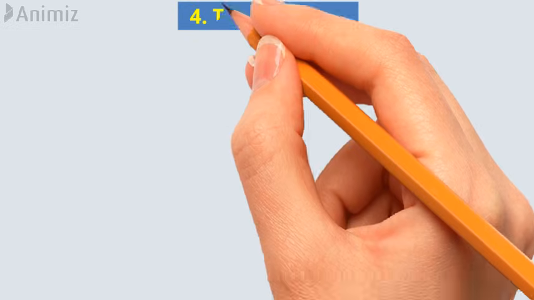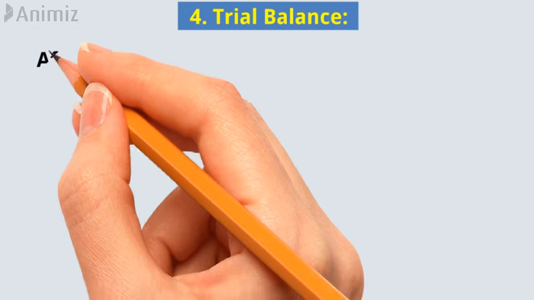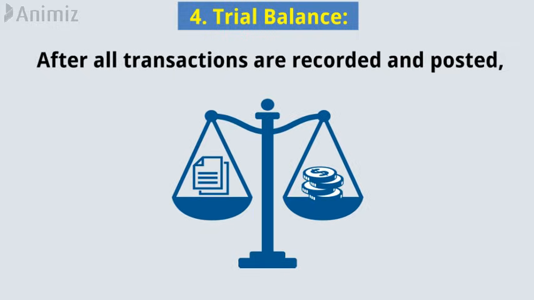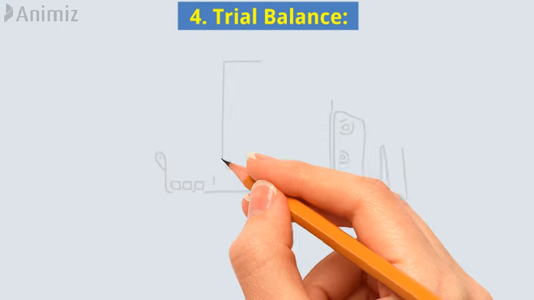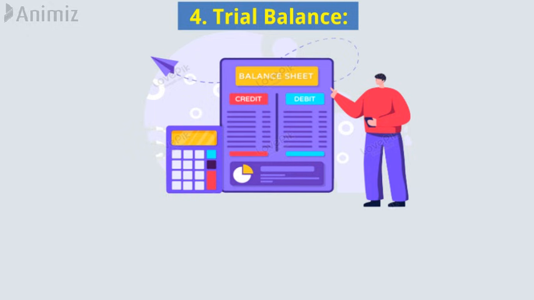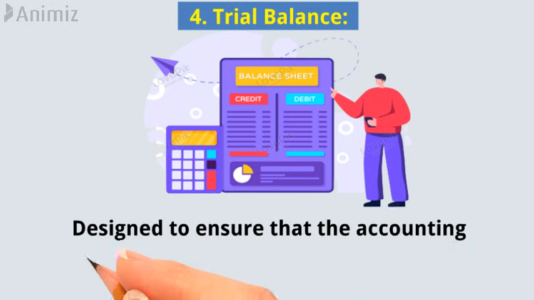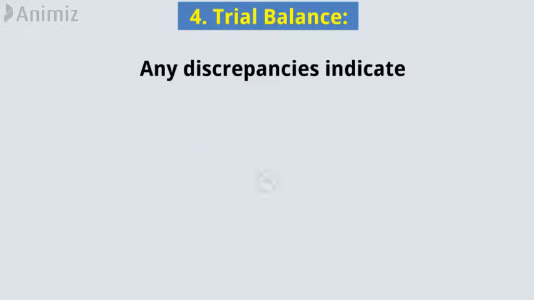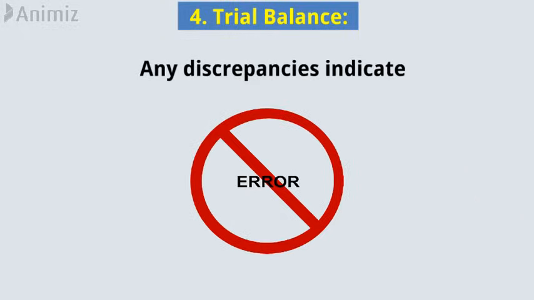4. Trial balance. After all transactions are recorded and posted, a trial balance is prepared. This is a listing of all the ledger account balances, both debit and credit, designed to ensure that the accounting equation remains in equilibrium. Any discrepancies indicate errors in the recording process.